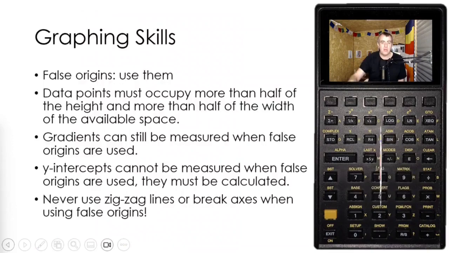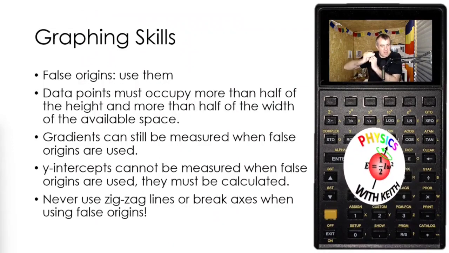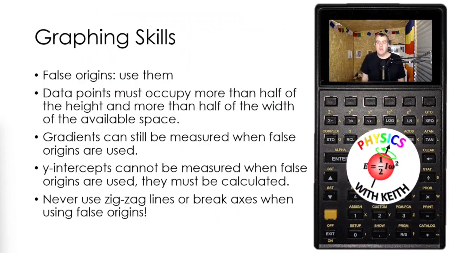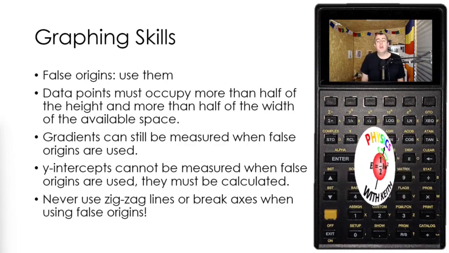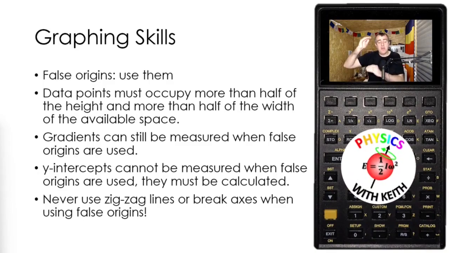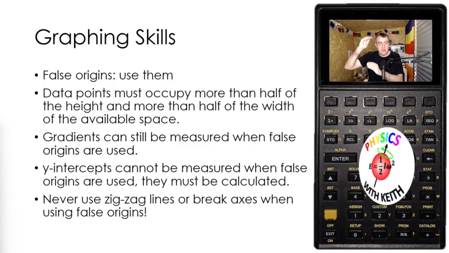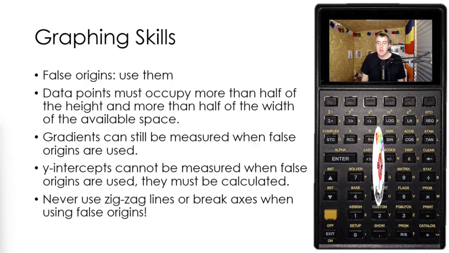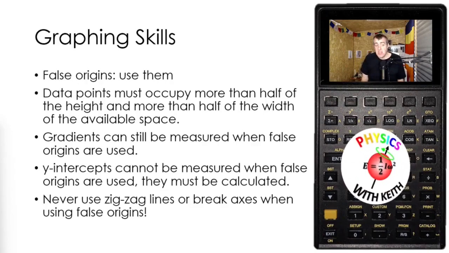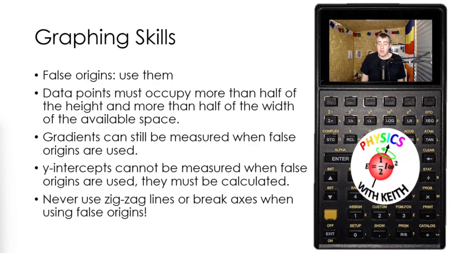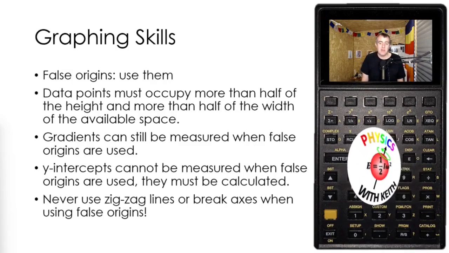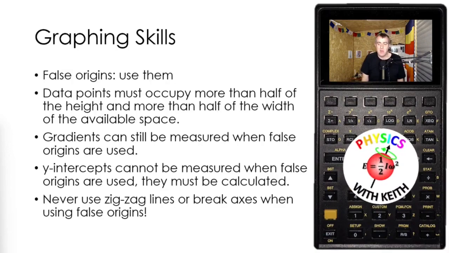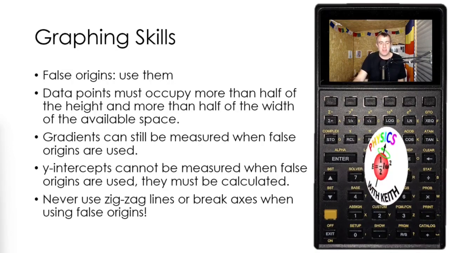Now, what we want is to space out the data. So we have to use false origins where we can, and we want to ideally have more than half the paper filled with data points vertically and horizontally. We can measure gradients when we've got false origins, but we can't measure y-intercepts. So we have to then calculate the y-intercept by using y = mx + c. And as I've said there, never break the axes.